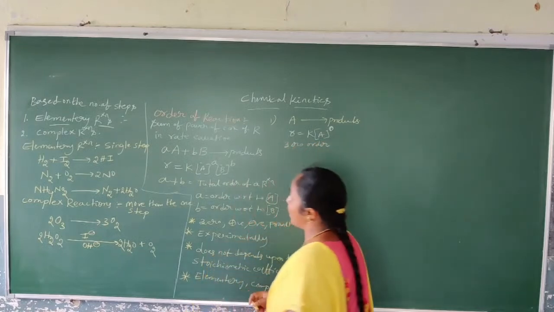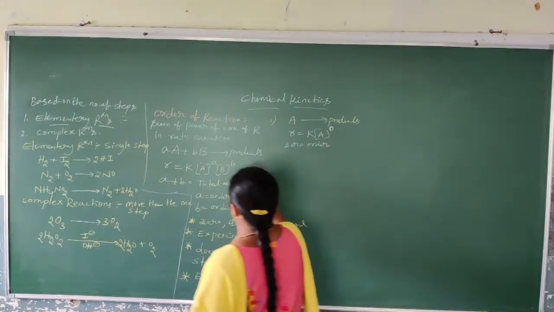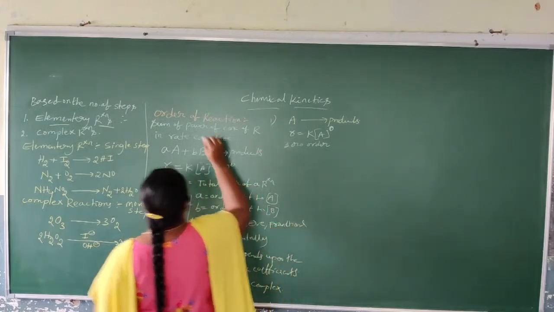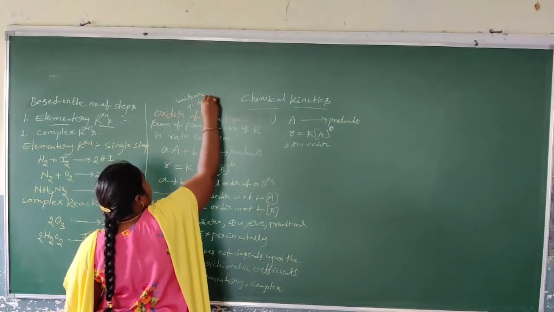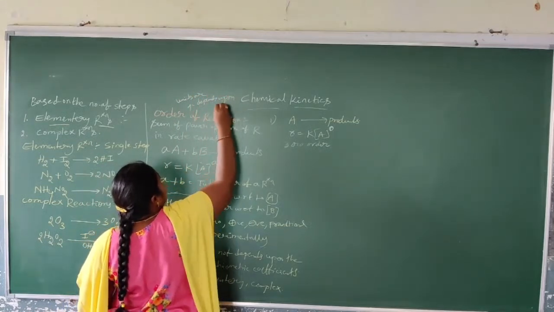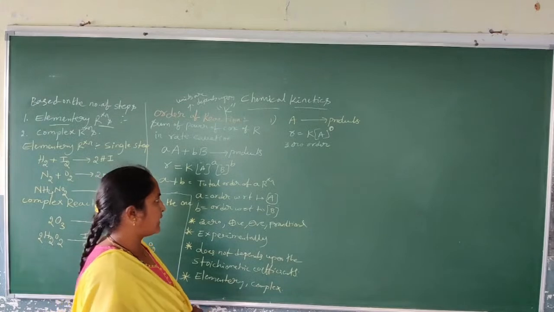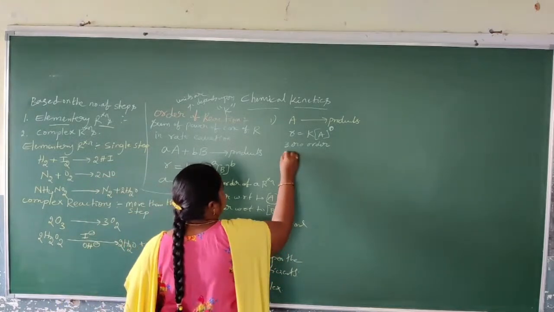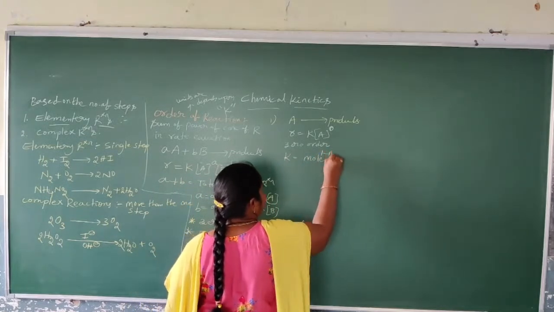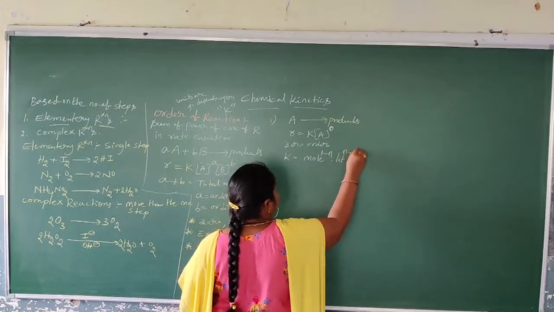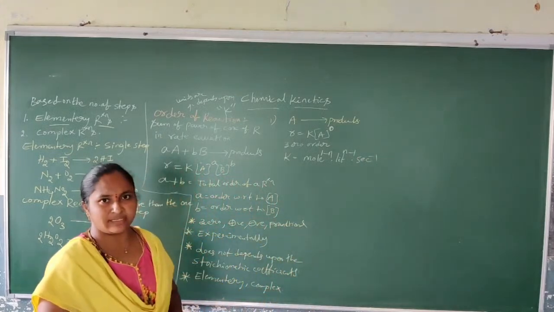The units of order of reaction depend upon the rate constant. Note that point. What are the rate constant units, ma'am? Rate constant K is equal to mole to the power of 1 minus n into liter to the power of n minus 1 into second inverse. So this gives the units for the rate constant.